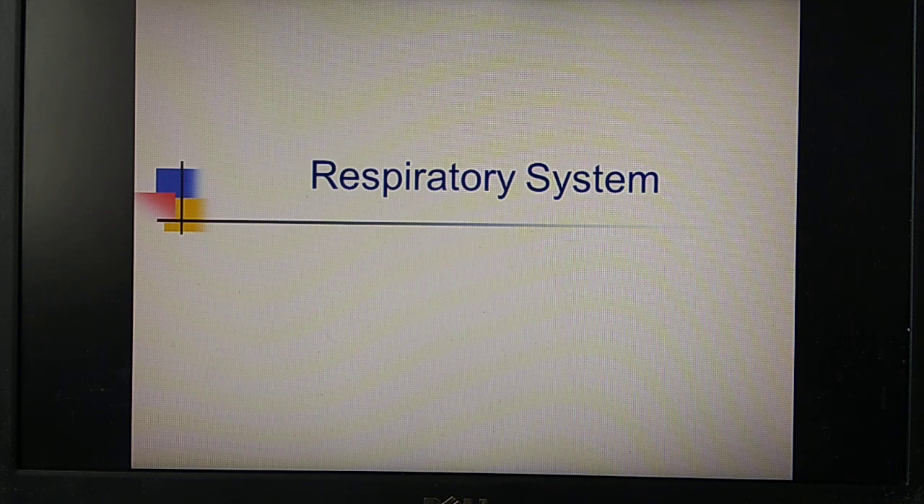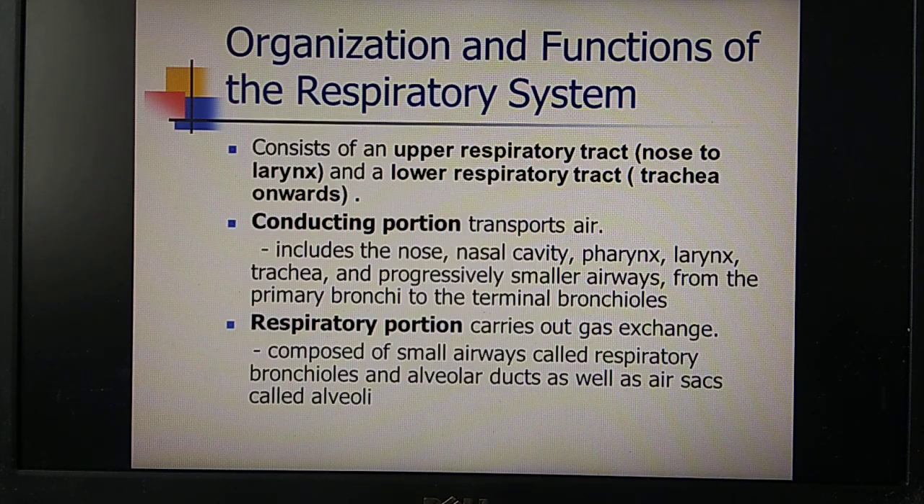Respiration is a very important process where the gaseous exchange happens, where the oxygen is inhaled and the carbon dioxide is exhaled. Coming to the respiratory system's conducting system, that is how it has been organized, as well as what the functions of a respiratory system are.